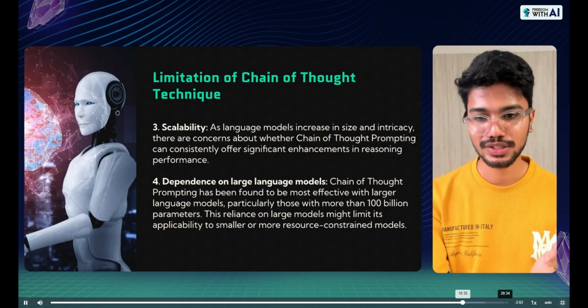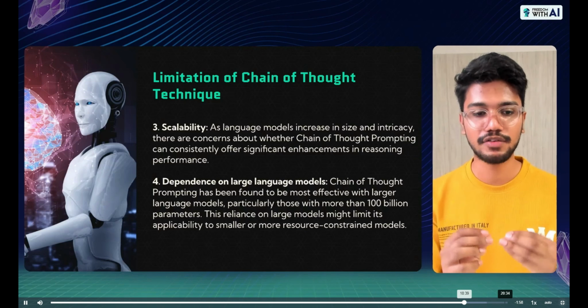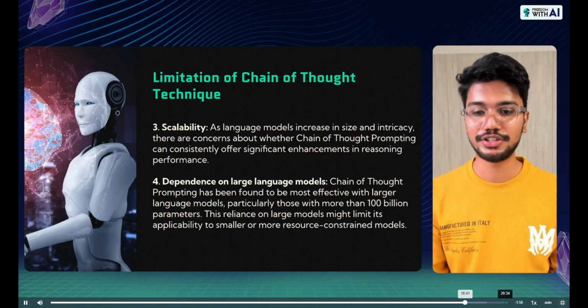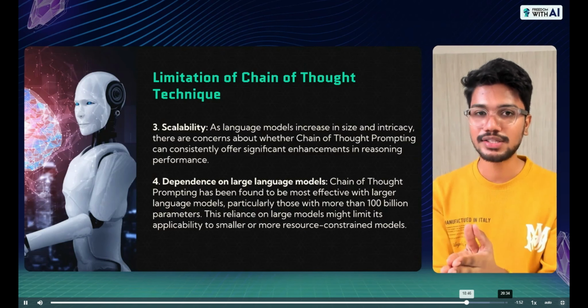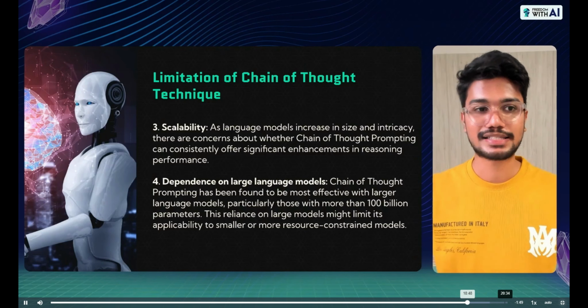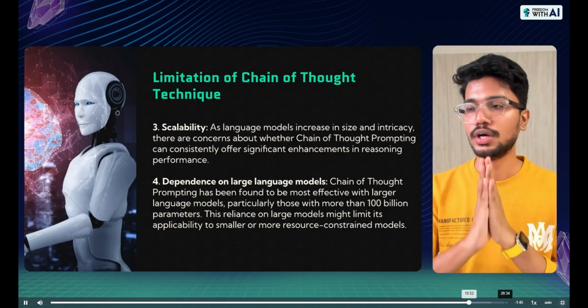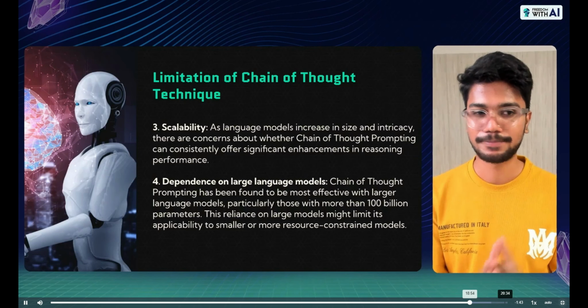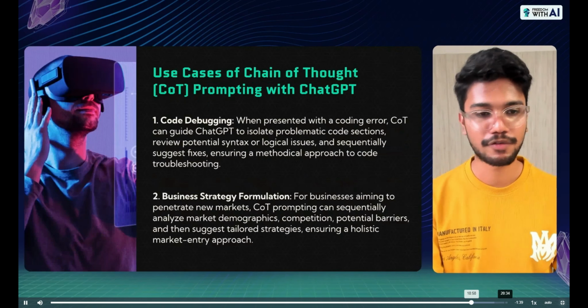And dependence on the large language model: chain of thought prompting has been found to be the most effective with large language models, particularly those with more than 100 billion parameters. So this means, if you use a large language model with less than 100 billion parameters, you might not be able to get the best results out of it. It is too complex for that particular model to give you the perfect answers.